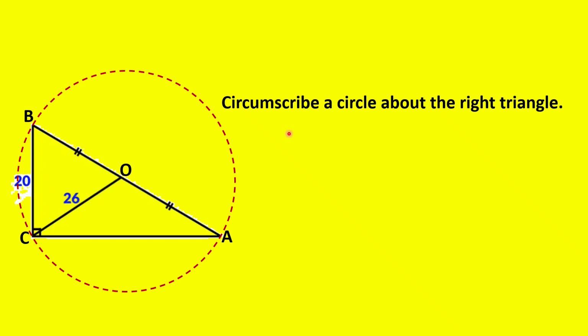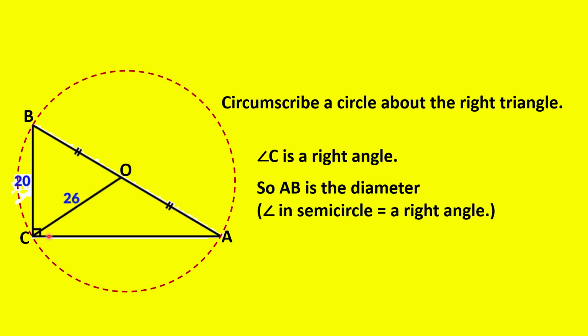So the trick which we were talking about is to circumscribe a circle. Draw a circumcircle. So what happens? Angle C is a right angle, and since an angle in a semicircle is a right angle, the opposite side AB must be the diameter of this circumcircle. And if AB is the diameter, then the midpoint O must be the center.